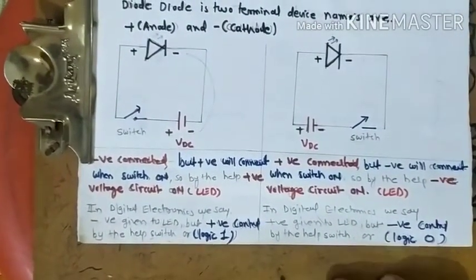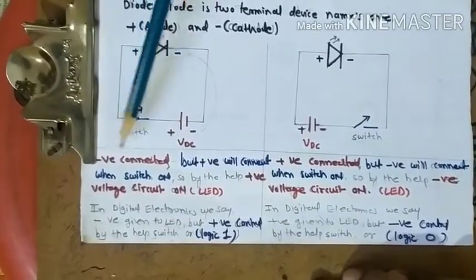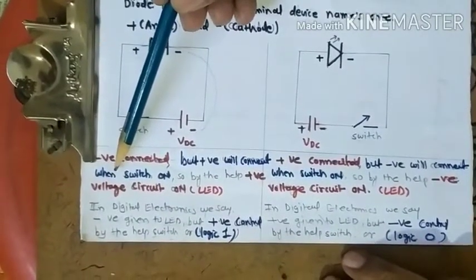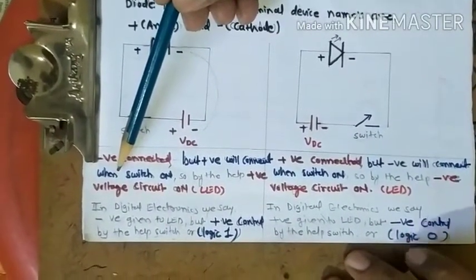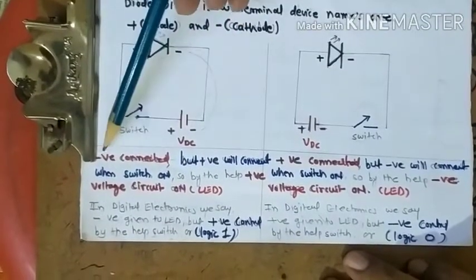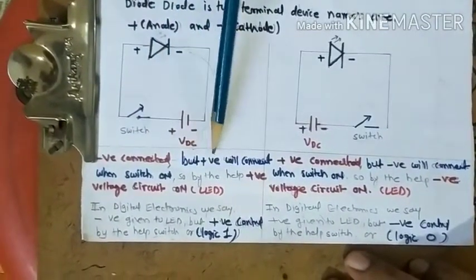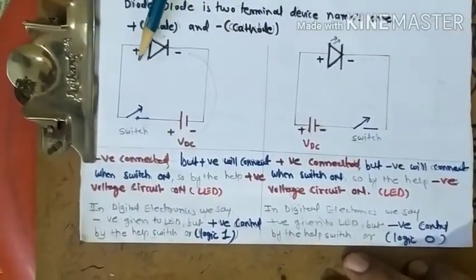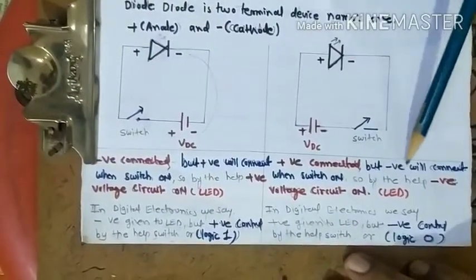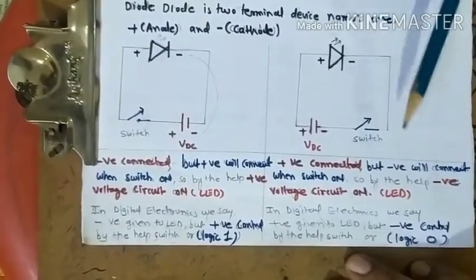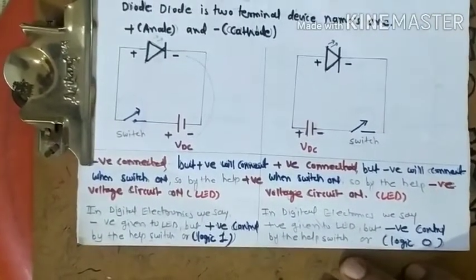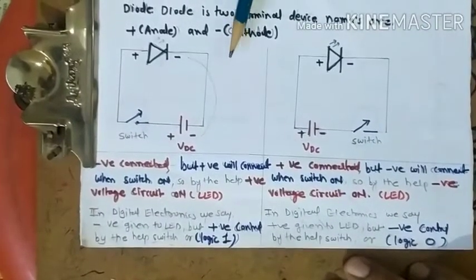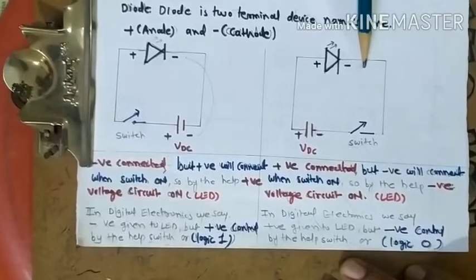Here I am writing brief information. Negative is connected but positive is not connected. See here, negative is connected but positive will be connected when the switch is on. In the same way here, negative will be connected when we switch on. So this is the active high circuit, and this is the active low circuit.